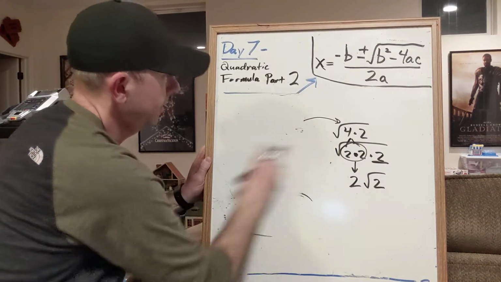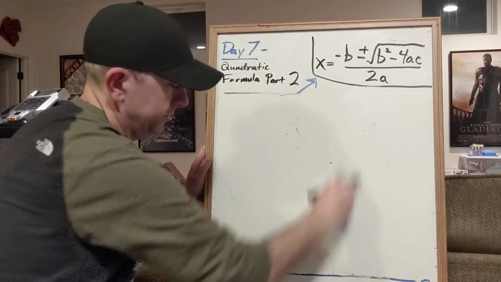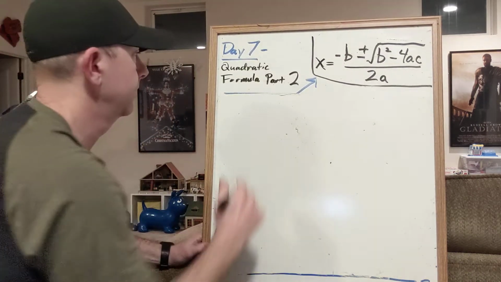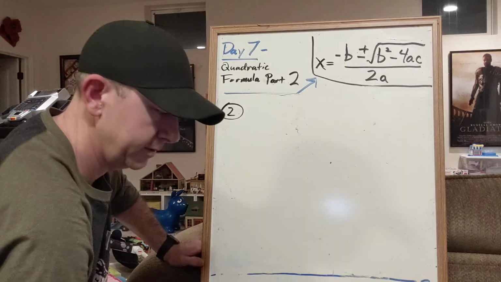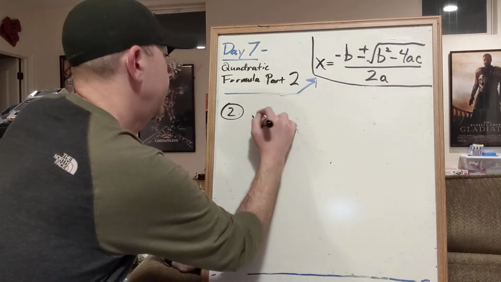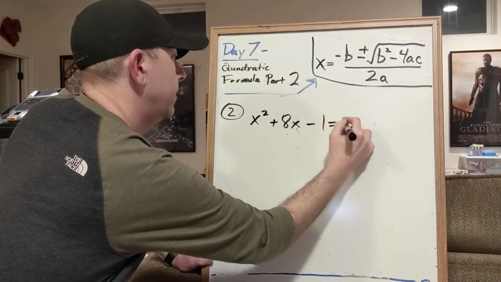Feel free to pause at any spot on these. I'm going to keep going pretty quick. The last one got a little bit lengthy, so I just want to make this one a little bit shorter, hopefully. But like I said, you can pause at any spot so you can write things down or get caught up. Here we go. x squared plus 8x minus 1 equals 0.